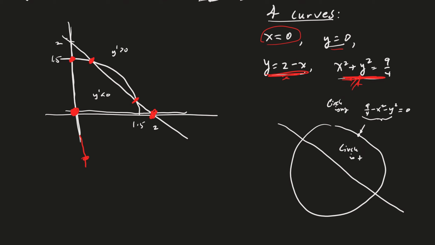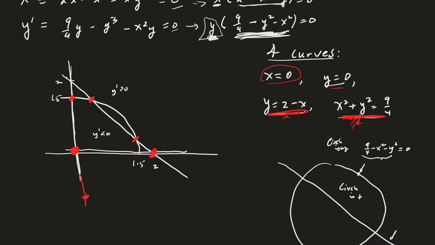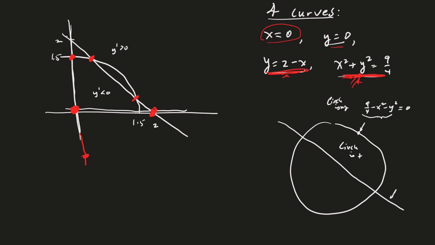Well, for the line, if you're sitting on the line, then what's the equation for the line? 2 minus x minus y equals 0. What happens if you're below the line? If you're below the line, for example at 0, 0, then the equation for the line is positive. And if you're above the line, for example at the point 2, 2, the line is negative.